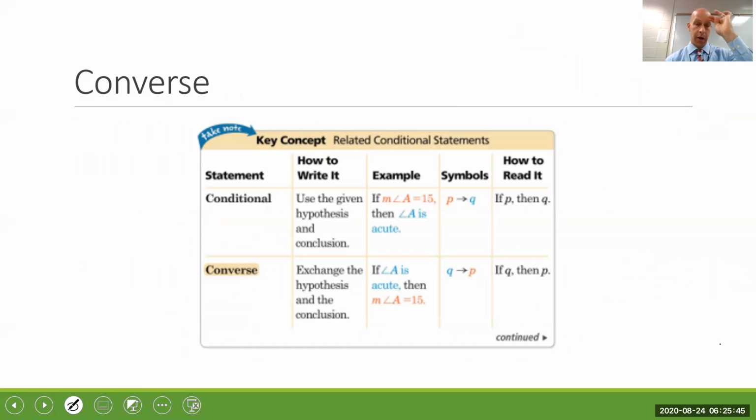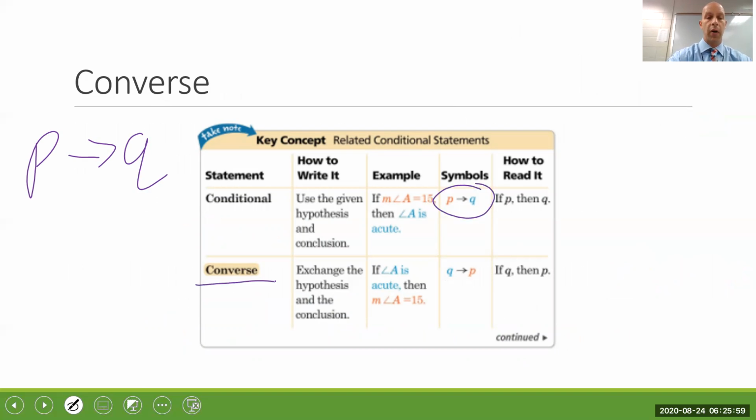Okay, so now we're going to talk about different forms that a conditional statement can be written in. So if I have the true conditional statement P arrow Q, like this right here, we have something called the converse. The converse, you take the hypothesis and the conclusion and you switch their order around. In other words, you put the conclusion first and the hypothesis second.